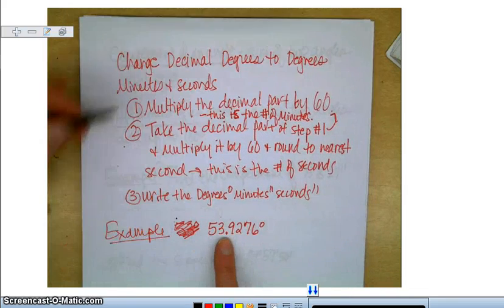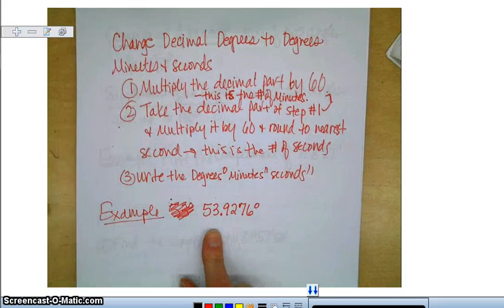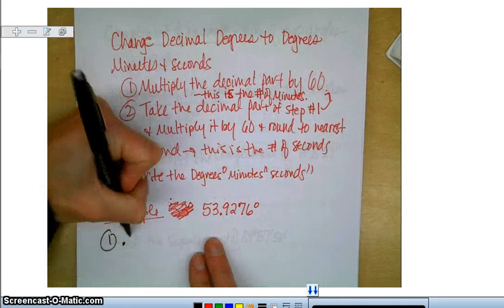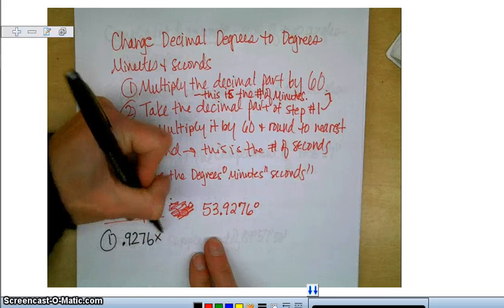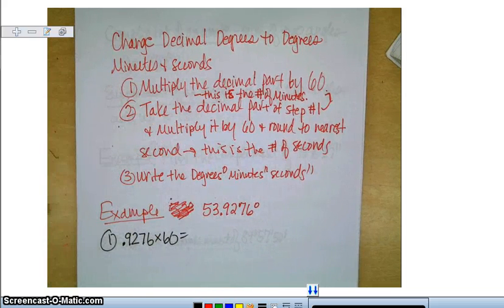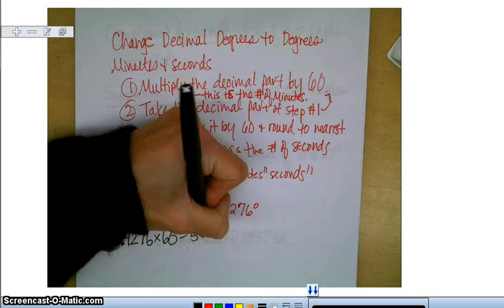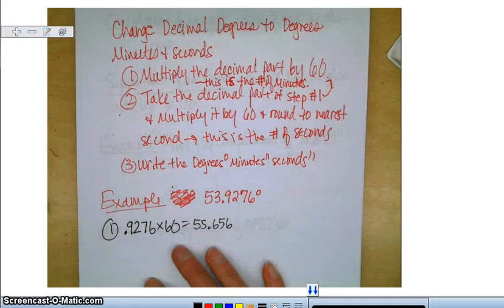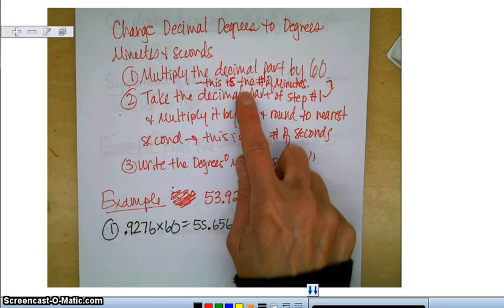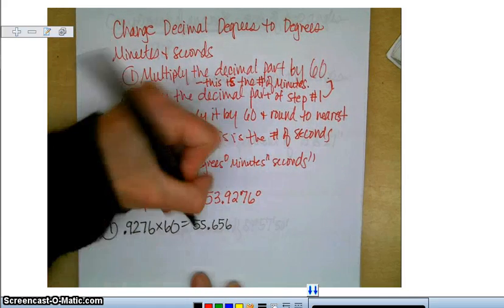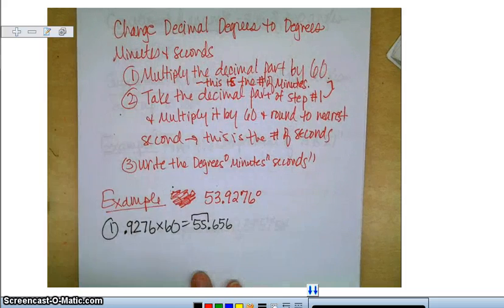So again, I'm going to follow the steps and do this example at the same time. We're going to multiply the decimal part by 60. So step 1, take the decimal part, 0.9276, and multiply it by 60. Sorry, times 60, not divided by 60. That gives me 55.656. This is the number of minutes. Well, only part of it is. This part here is the number of minutes.